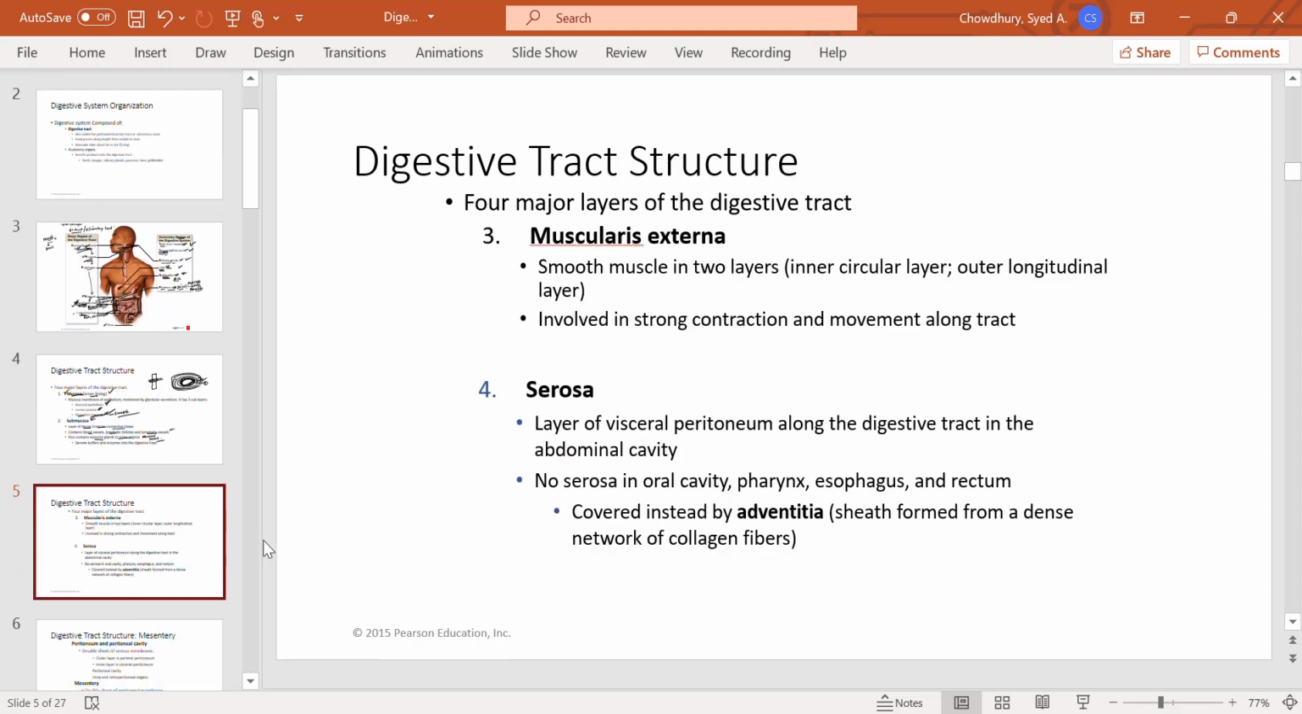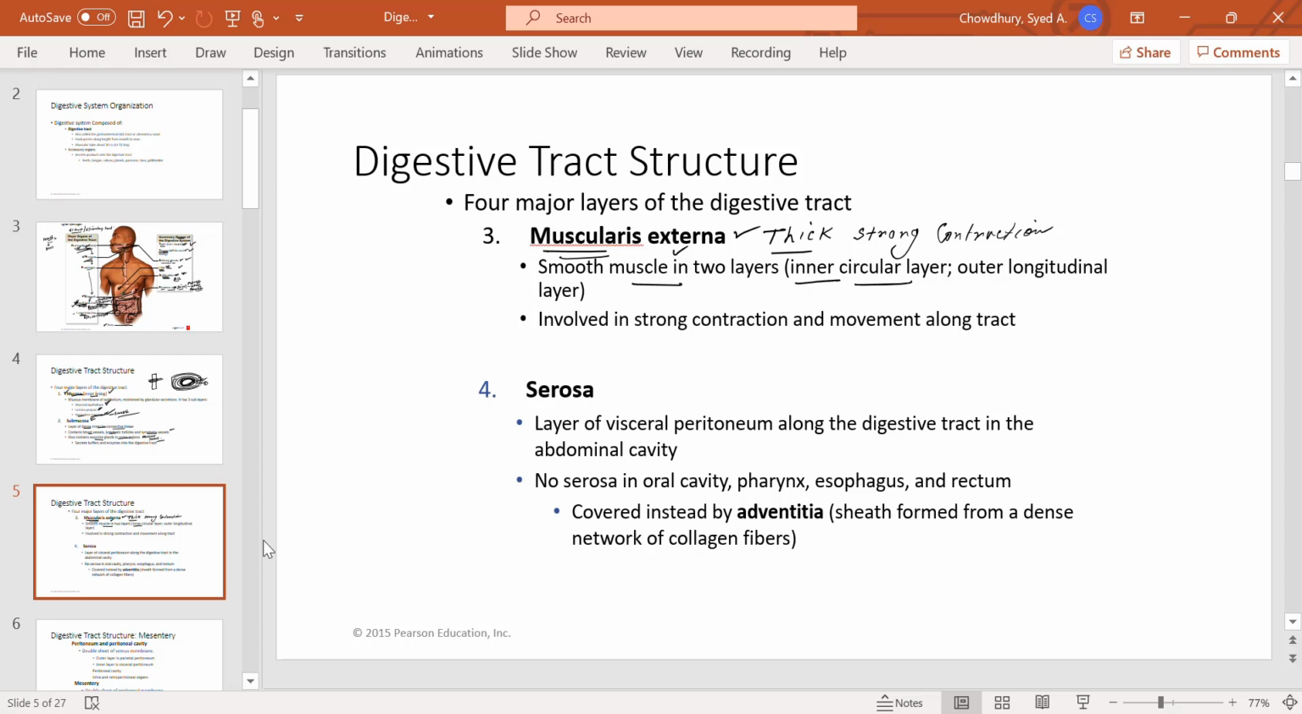Okay, so then you have the muscularis externa. You see, this muscular layer is thick, not thin. The muscularis mucosa that I showed you, in the mucosa, is a thin smooth muscle layer, but this one is a thick smooth muscle layer. So this one helps in strong contraction. Okay, strong contraction. And this smooth muscle layer has two layers in it.